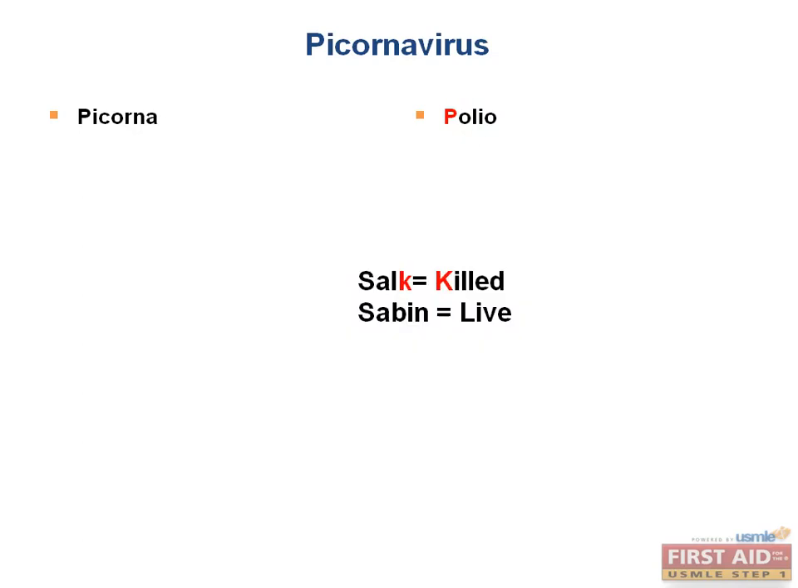So I already mentioned the vaccines. There are two types of polio vaccines available. First, the Salk vaccine, which contains killed virus. Remember the K for killed. It is also called inactivated virus. Second is the Sabin vaccine, which contains live attenuated virus in an oral form. It is also known as oral poliovirus, or OPV.